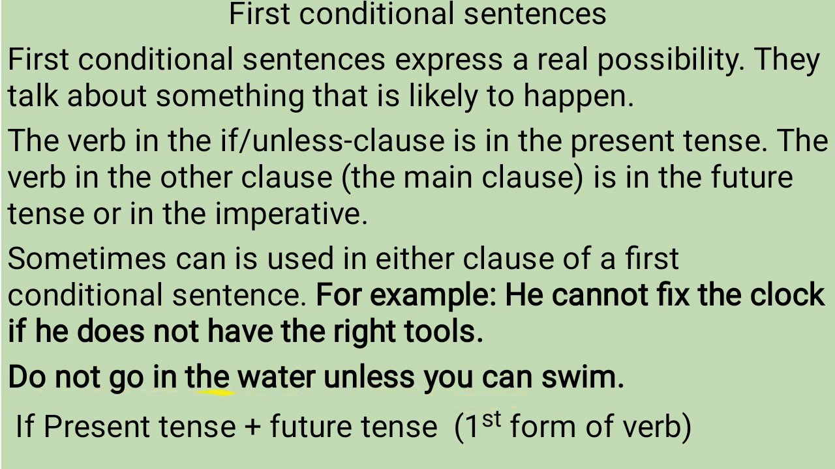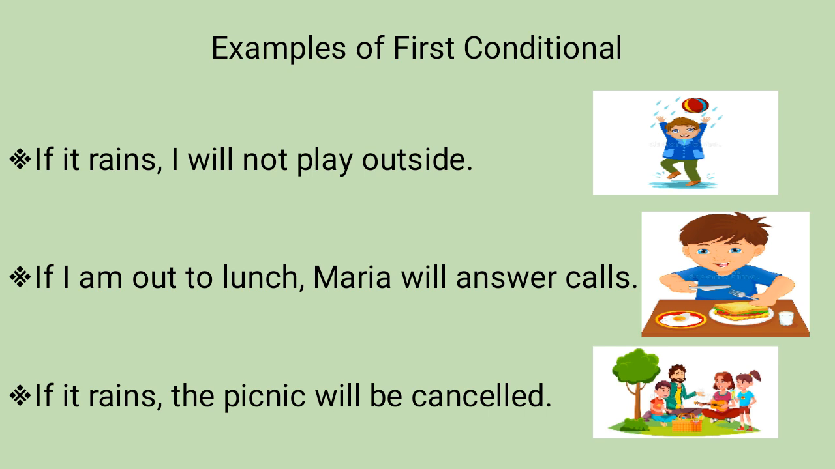So your first part is dependent and the second part is independent. Are you getting me? So we use present tense in the dependent clause but we will use future tense with the independent clause. Are you getting me? There are some examples.